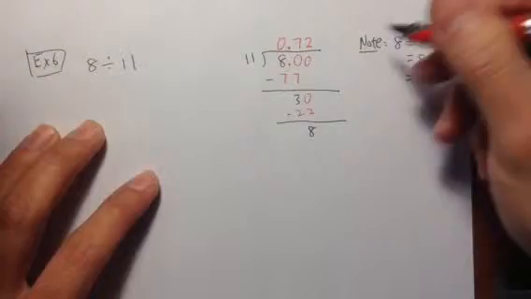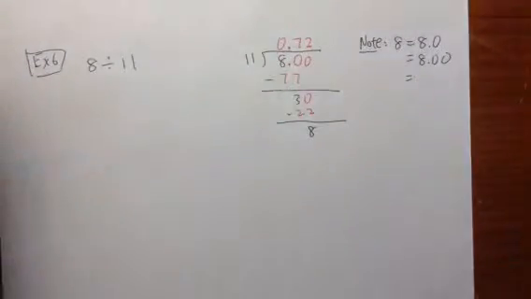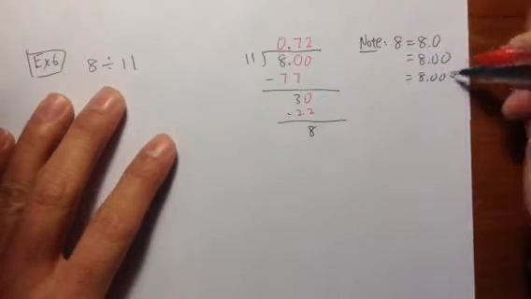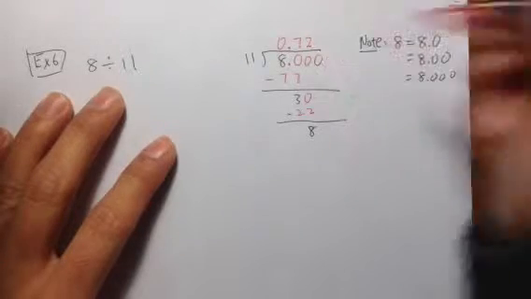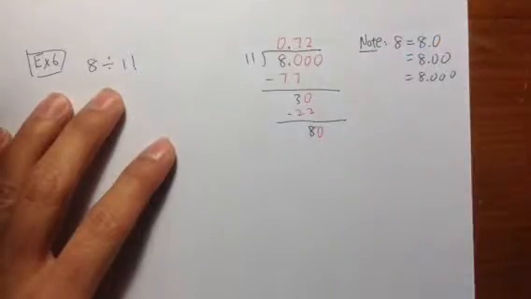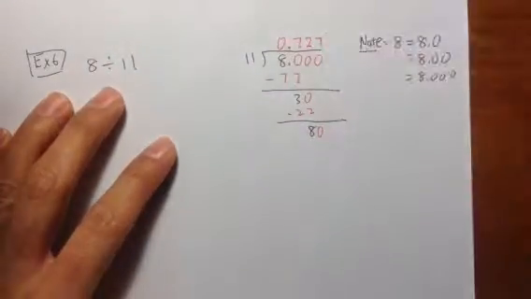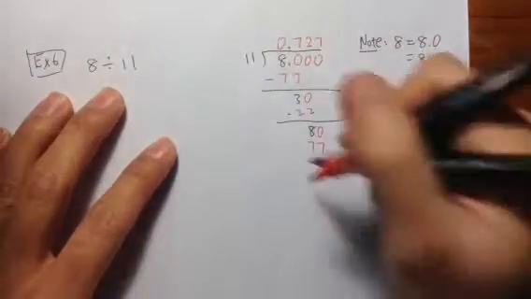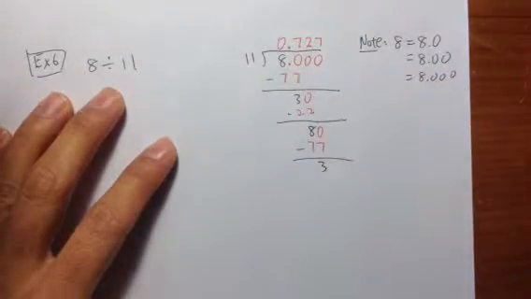Well, I want to keep going because the remainder is not 0 yet. So I'm going to look at 8 as 8.000. I'm going to add an additional 0 right here in the back. Bring this 0 down here. 11 goes into 80, again 7 times. 7 times 11, we get 77. And you subtract 80 minus 77, you get 3.